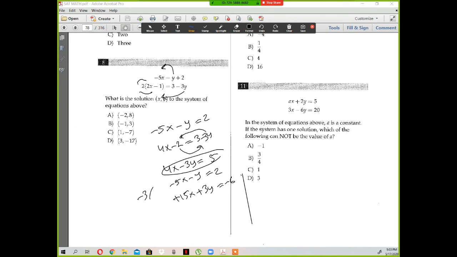And here I have this one. I can sum them. When I sum them, y's will be cancelled. So when I sum this with this, I will get what? Plus 3y and minus 3y cancel each other. Plus 4x plus 15x will be 19x. And when I add 5 with minus 6, it will be minus 1. So x will be... Did I make a mistake?